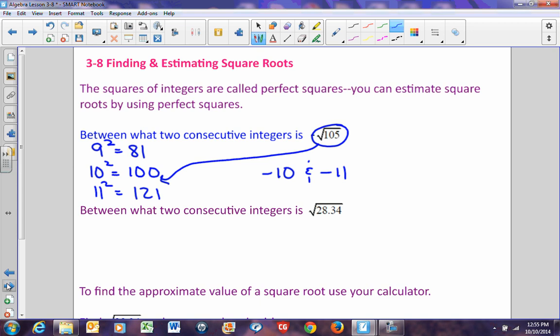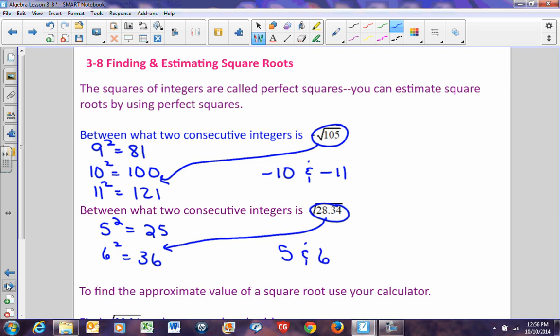So those are the two consecutive integers in which negative square root of 105 lies, because it lies between the square root of 100 and the square root of 121. Between what two consecutive integers does the square root of 28.34 lie? You might go, oh man, it's a decimal. How am I supposed to do that? Well, think of this: 5 squared is 25, 6 squared is 36. 28.34 is somewhere between those, closer to 5 squared than to 6 squared. So it's going to be 5 point something, between 5 and 6. Not hard to figure out estimating square roots without using your calculator.